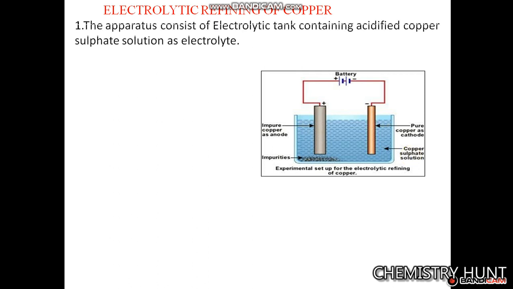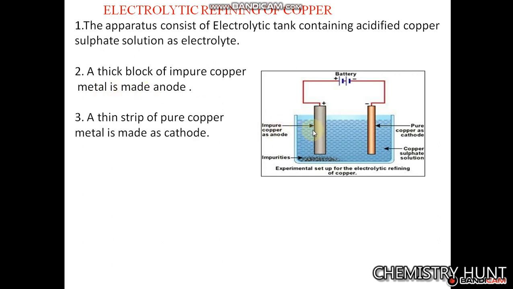So, here we see the apparatus. It consists of an electrolytic tank containing acidified copper sulfate solution as electrolyte. So here we see the solution used, or the electrolyte used, is the copper sulfate solution. There is a thin block of impure copper metal made up as the anode. So this is the impure copper which is made up as the anode. A thin strip of pure copper metal is made as the cathode. So this is the pure copper which is made up as the cathode.